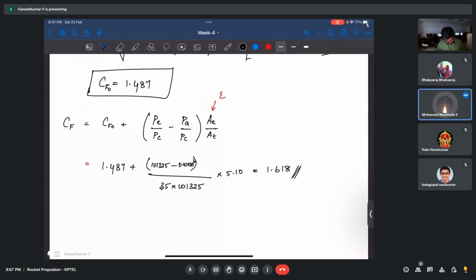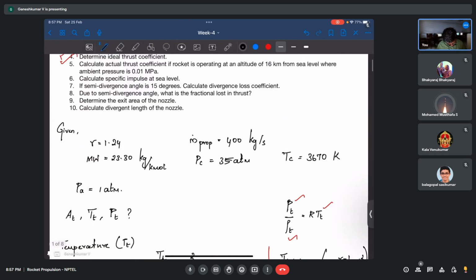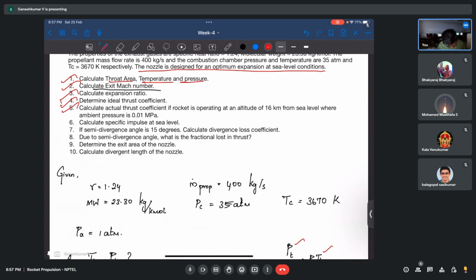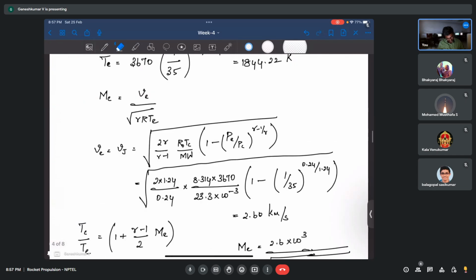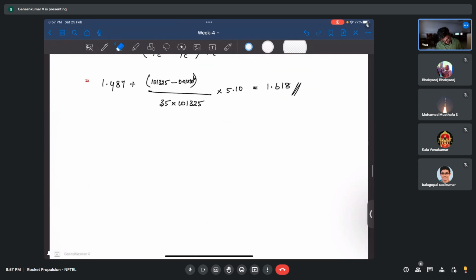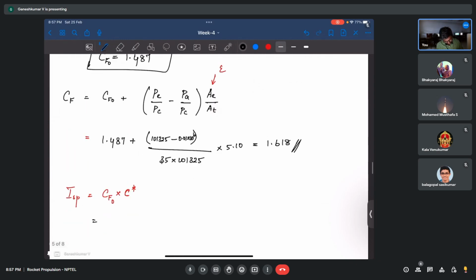This is the CF we have. Then we are asked to find the specific impulse at sea level. We already know what specific impulse is. Specific impulse is nothing but CF times C star, right? We found C star, which is beneficial right now. What will be CF at sea level? CF at sea level is going to be CF naught, because it is designed for that condition. CF naught is 1.487.